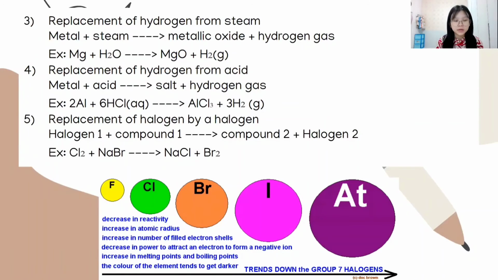Number 5, replacement of halogens by a halogen, with the general equation: halogen 1 and compound 1 yields compound 2 and halogen 2. The example, chlorine gas when reacts with sodium bromide yields sodium chloride and bromine.